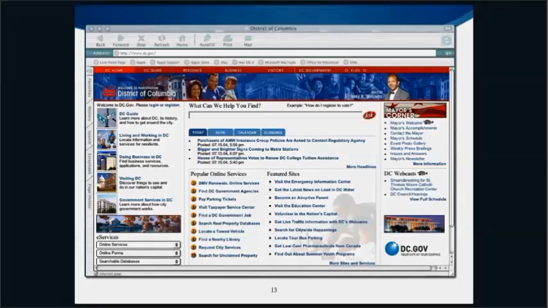The District of Columbia was very different. DC chose not to have a partnership to do this, but their strategy was to do this in-house.